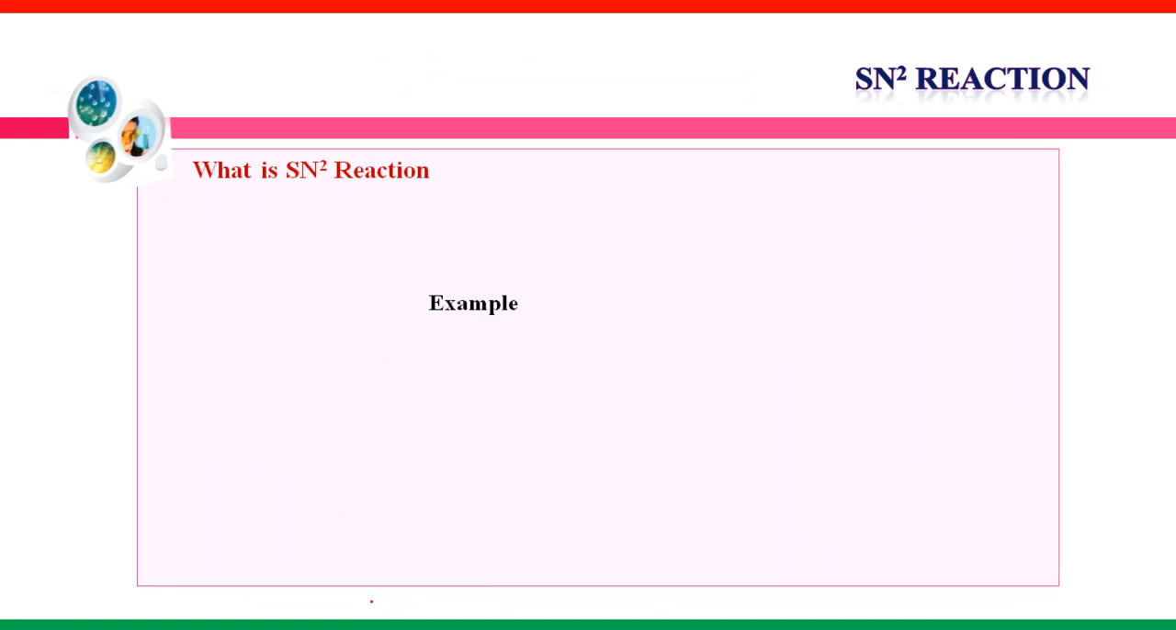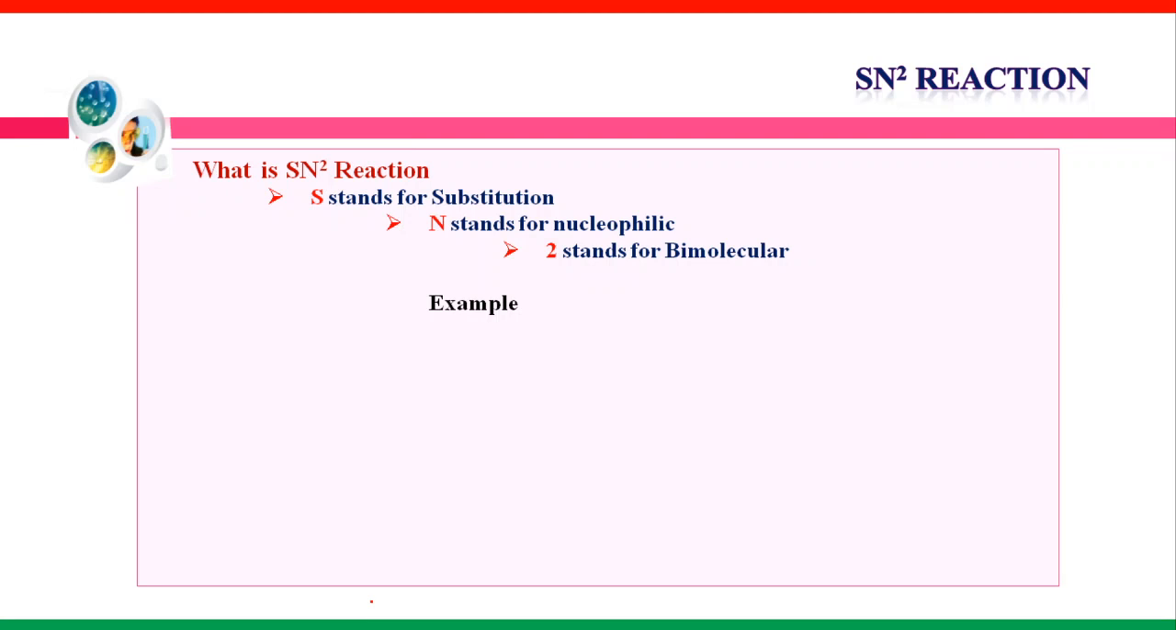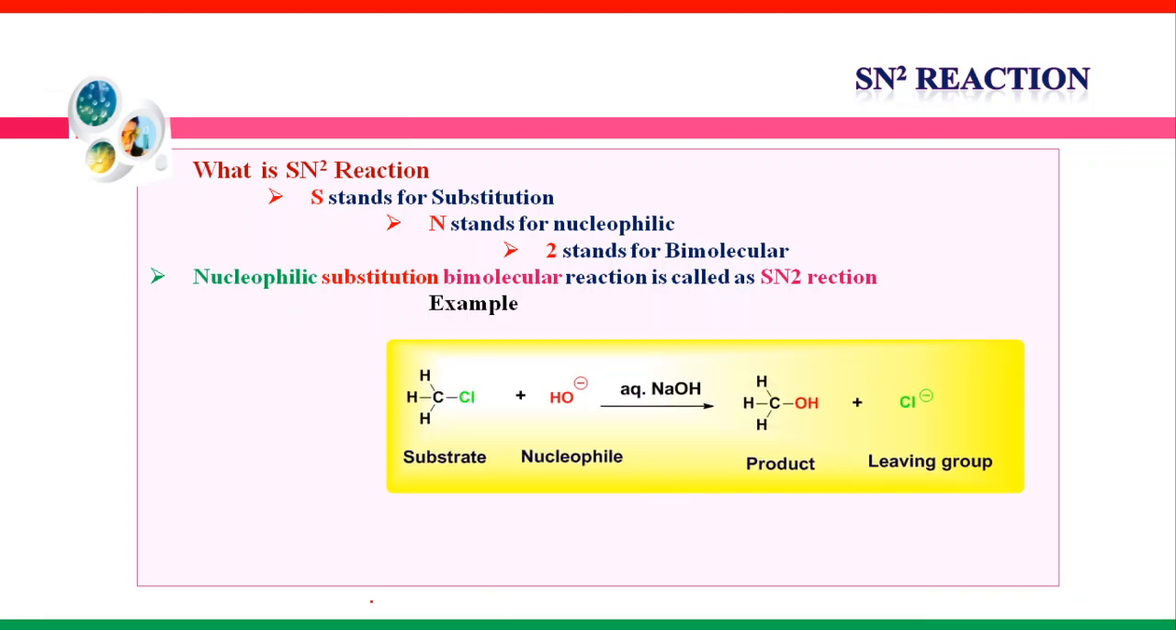Then what is the SN2 reaction? S stands for substitution, N stands for nucleophilic, and 2 stands for bimolecular reaction. The nucleophilic substitution bimolecular reaction is called the SN2 reaction. Consider the example: the hydrolysis of methyl chloride with aqueous NaOH to give methanol. It is an example of the SN2 reaction. Methyl chloride is the substrate, hydroxide anion is the nucleophile, and methanol is the product.